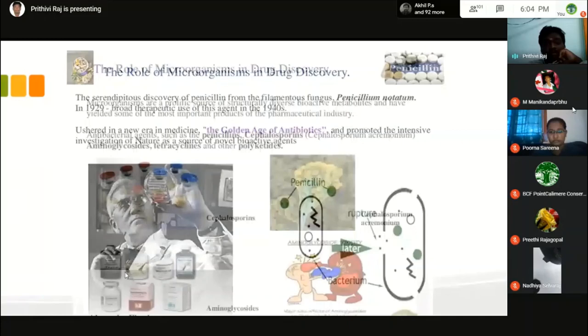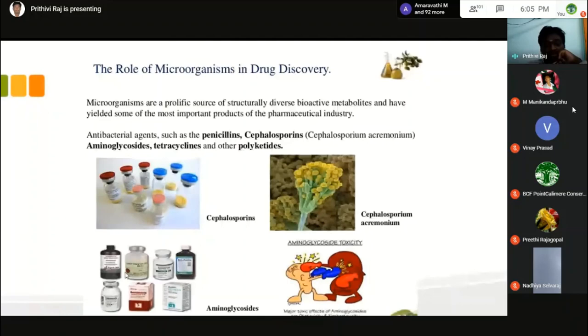After that, what are the main microorganisms in drug discovery? Cephalosporins, cephalomycins. These are the drugs available in our markets. Antibiotic agents such as penicillins, cephalosporins, aminoglycosides, tetracyclines, polyketides, these drugs are obtained from microorganisms. Microorganisms produce structurally diverse bioactive metabolites and so many bioactive products for the pharmaceutical industry. Compared to bioactive natural products from animals and plants, microorganisms play a wider role, because our body also contains so many active bacteria. We have active bacteria inside our intestines, and they also produce some active enzymes, right?